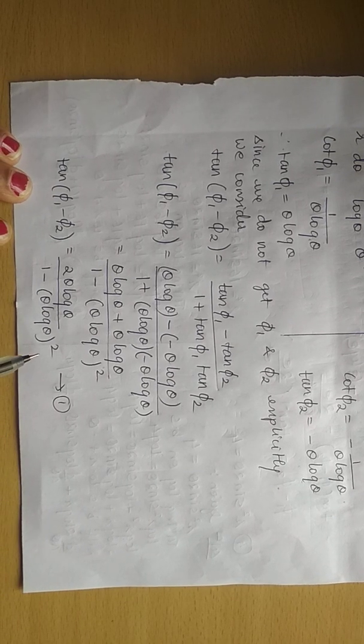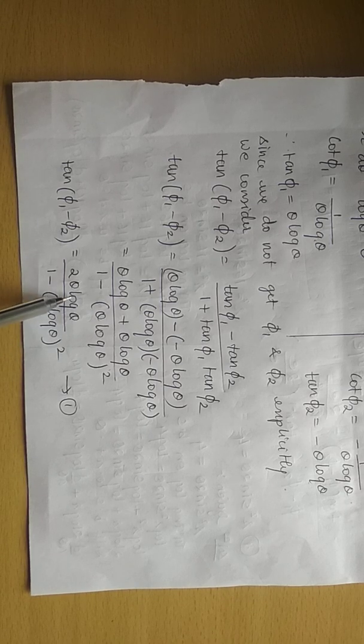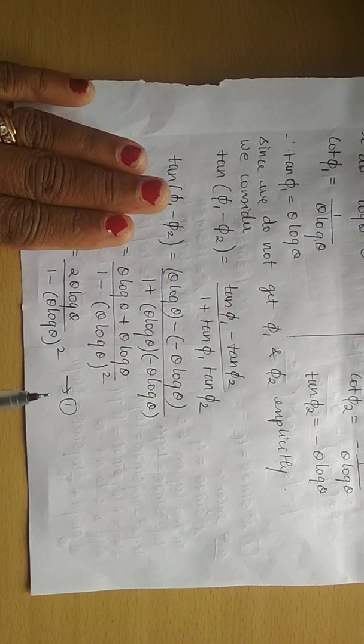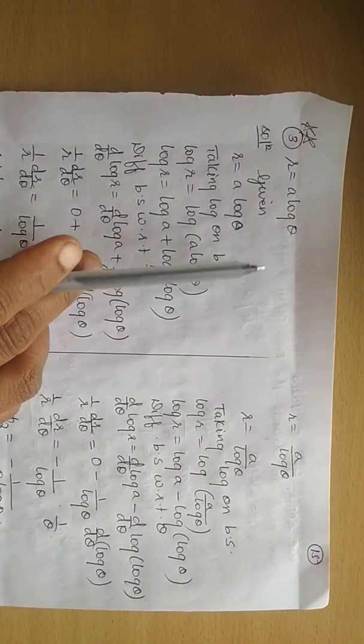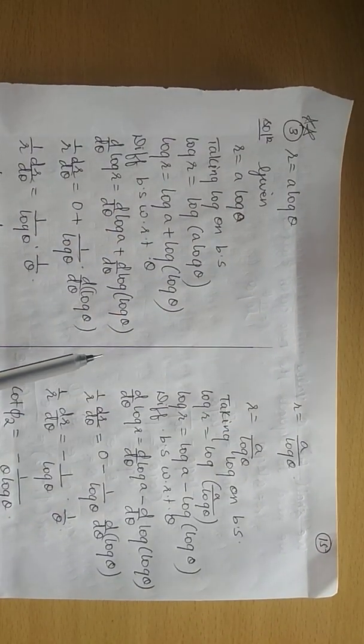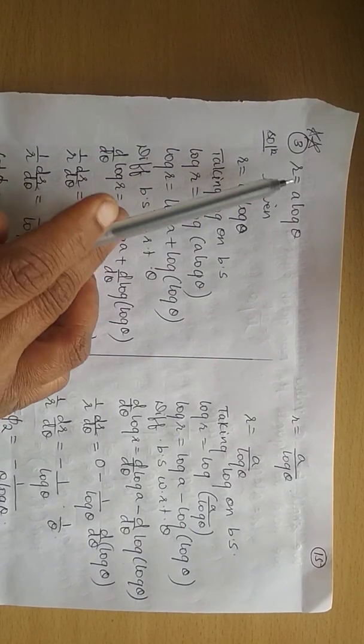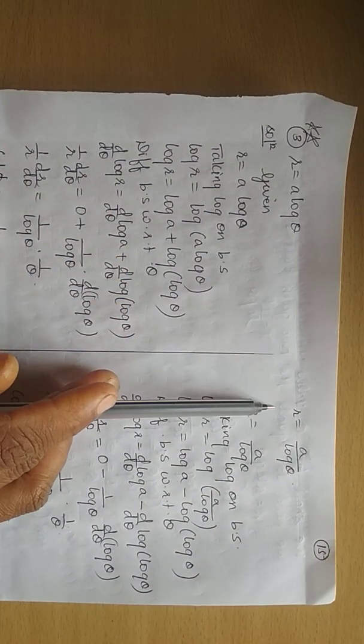So this is not your final answer, because I want phi 1 minus phi 2. So to simplify, if you get the answer in terms of theta, what we have to do is find the theta value. How to find the theta value: to find theta value, you always try to equate both the given curves. We equate when one of the sides of both the curves is the same.